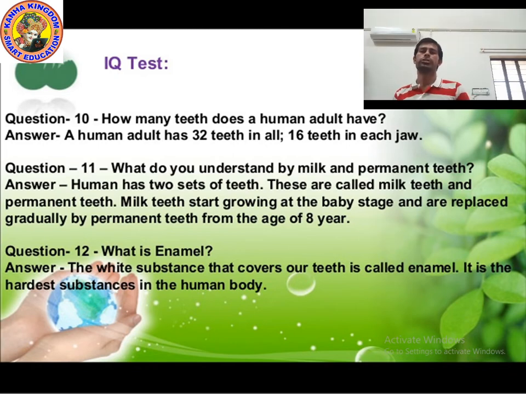Question number 12. What is enamel? We have also discussed it. The white substance that covers our teeth is called enamel. It is the hardest substance in the human body. Which is the hardest substance in the human body? Enamel. Yes, remember.